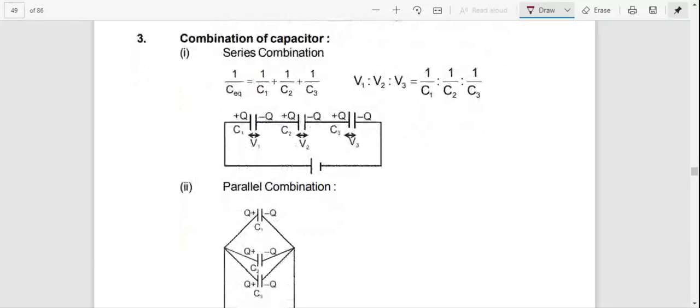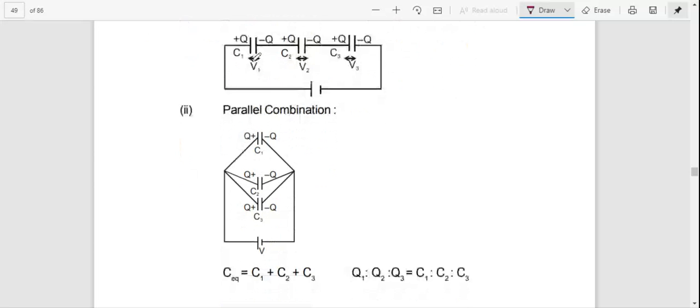Combination of capacitors, we know this, we have studied even in resistors. In series combination, it is the reverse of resistance. So 1 by C equivalent is equal to 1 by C1 plus 1 by C2 and so on. And V1 is to V2 is to V3 will be 1 by C1 is to 1 by C2 is to 1 by C3 in a series combination.